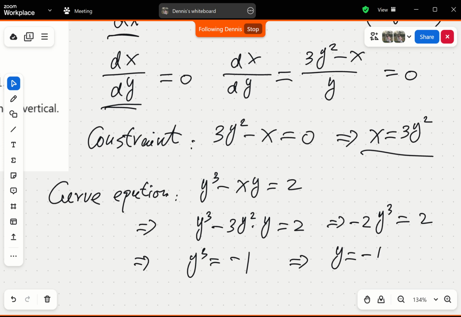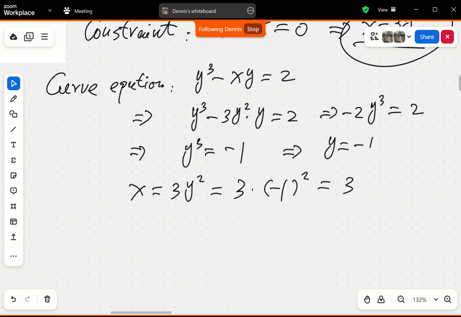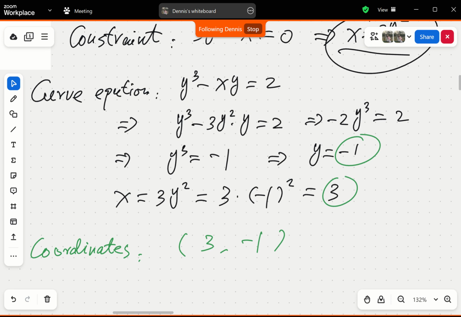Good. And because x = 3y^2, it's 3 times (-1)^2, which equals 3. Therefore, the coordinates of the point of tangency where the tangent line is vertical, as we solved, are (3, -1). This is the final answer for question B.